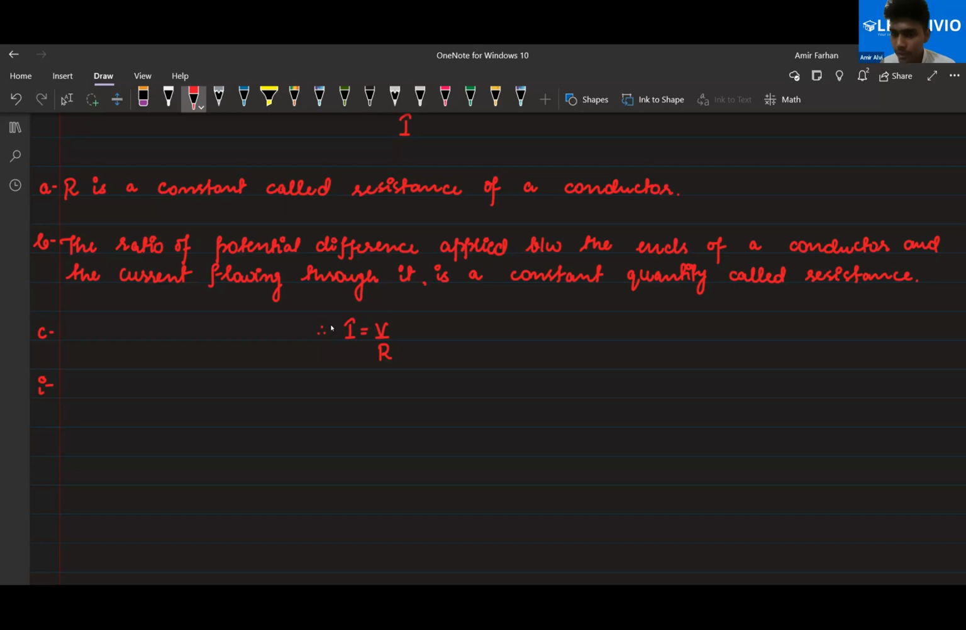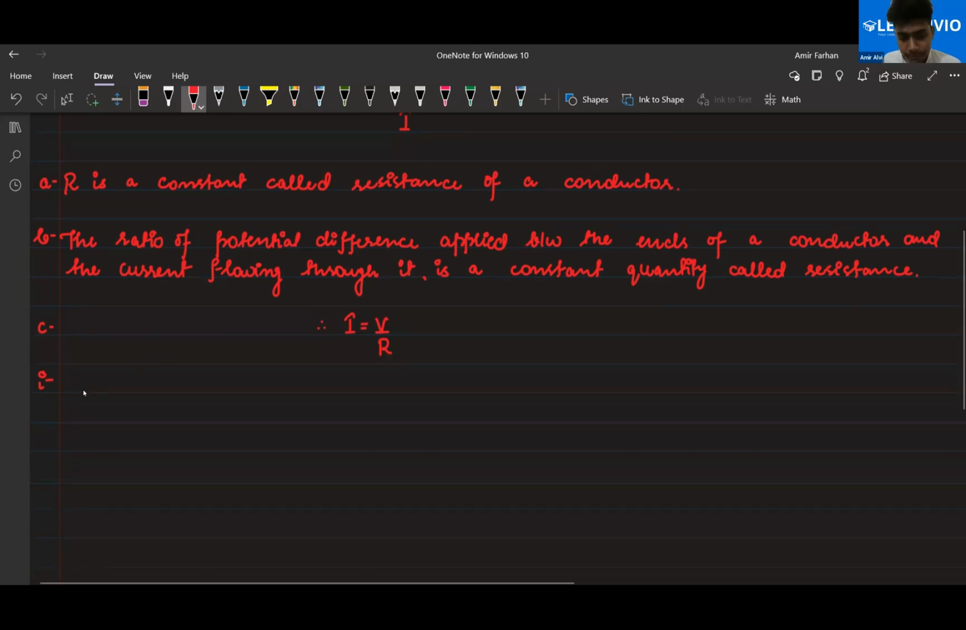So as you can see, current is directly proportional to the potential difference of a conductor. It means that if you increase the current, the potential difference will increase, or vice versa. If you increase the potential, the electric current will also increase.